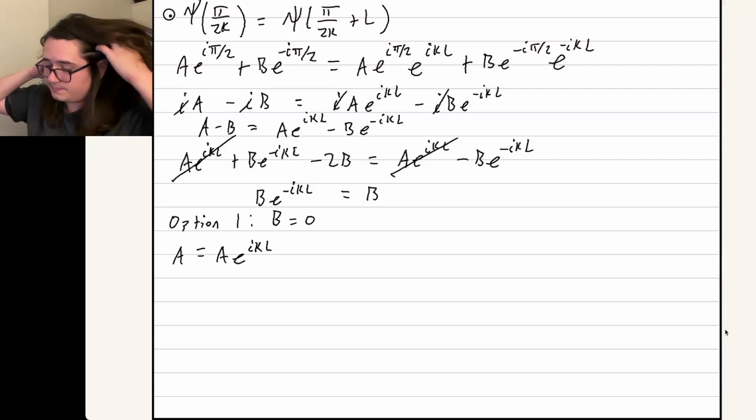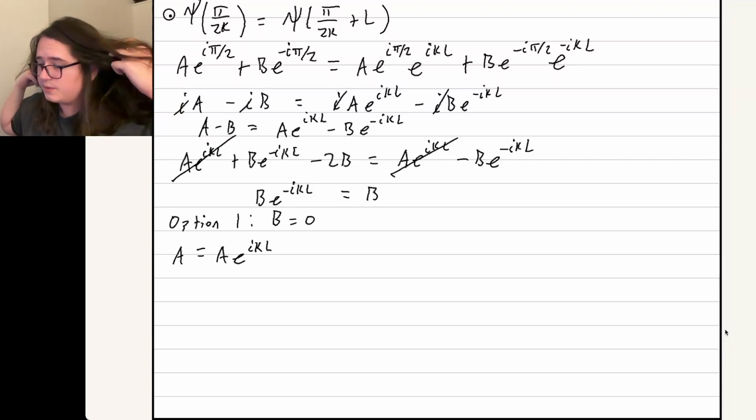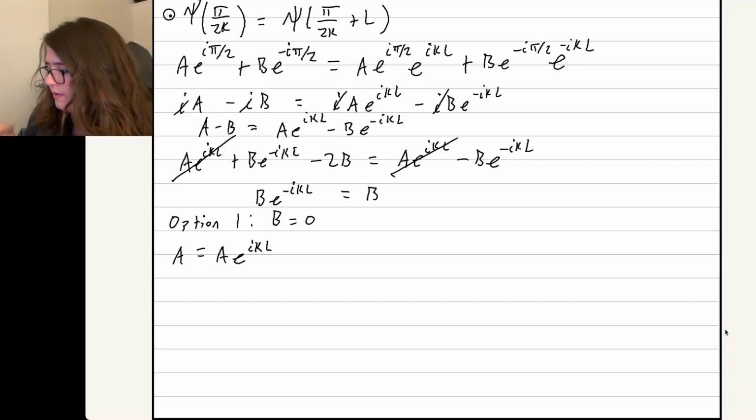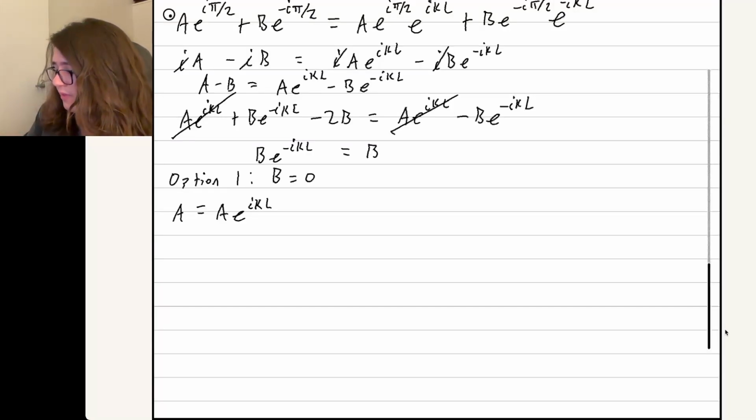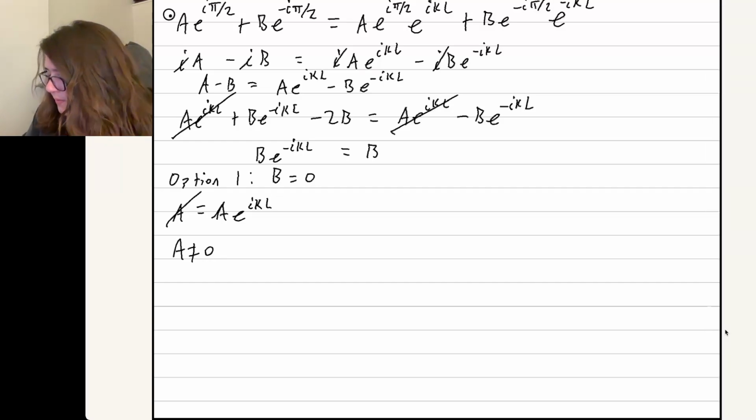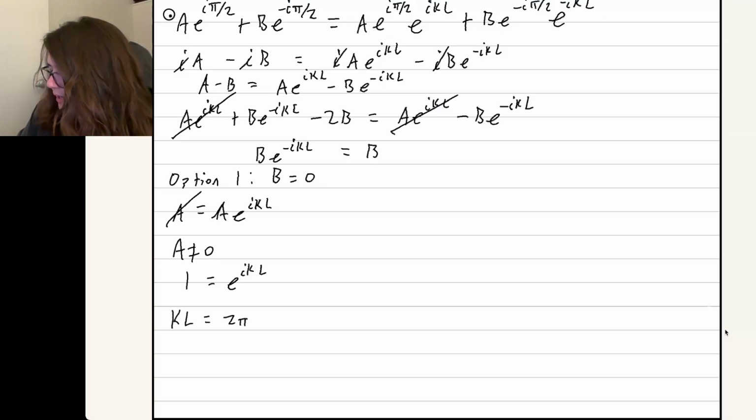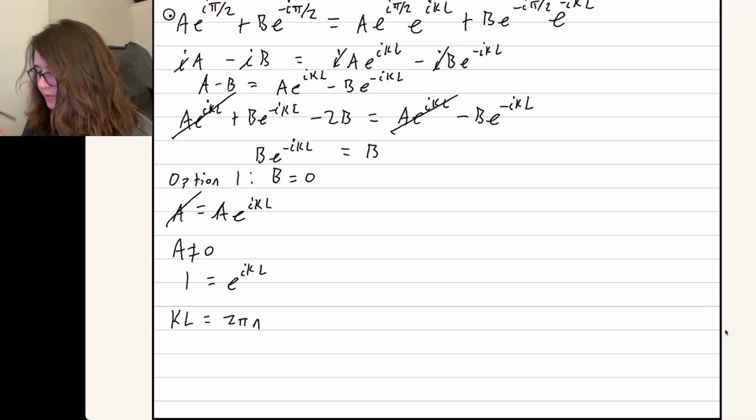If you set a to 0 at this point, you just get that the wave function is 0, and we don't want that. Instead, the way to solve this is that a will not be 0. You can cancel them out, and we get 1 is equal to e to the ikL, and that means that kL is equal to 2 pi n, because any integer value of 2 pi represents a full cycle for the exponential.